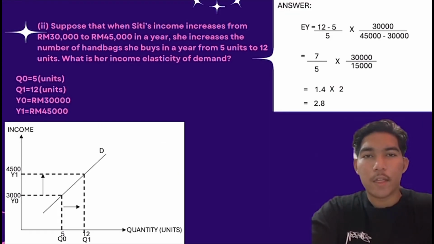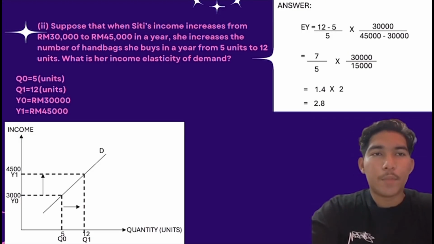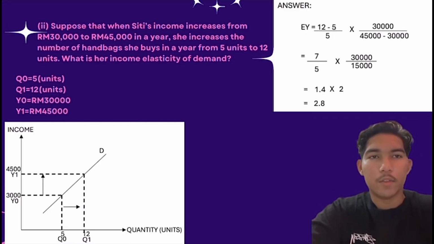Let me show you the example for my calculation of income elasticity of demand through my question number 3, Roman number 2, which is: suppose that when Siti's income increases from RM30,000 to RM45,000 in a year, she increases the number of handbags she buys in a year from 5 units to 12 units. What is her income elasticity of demand?